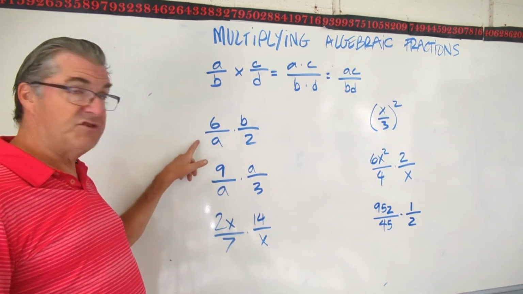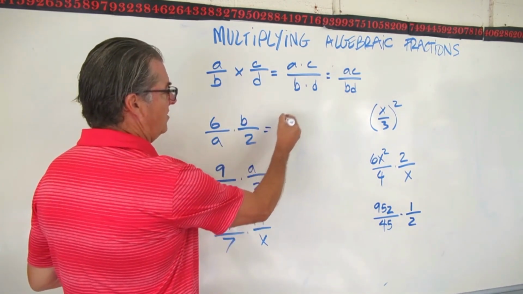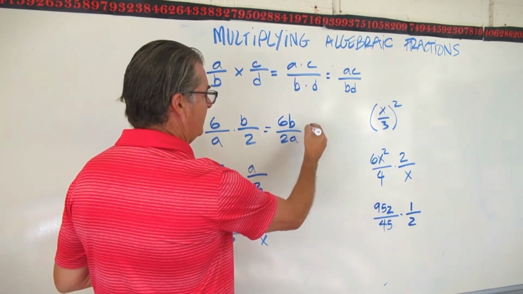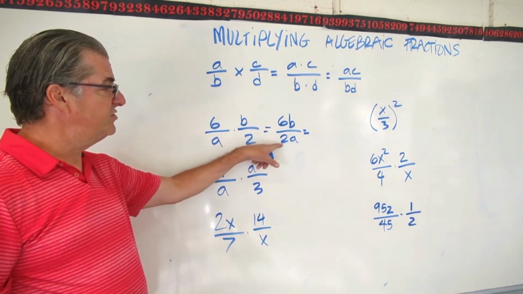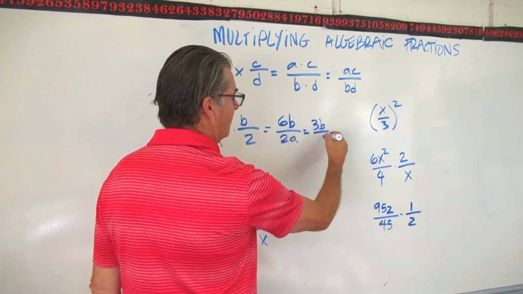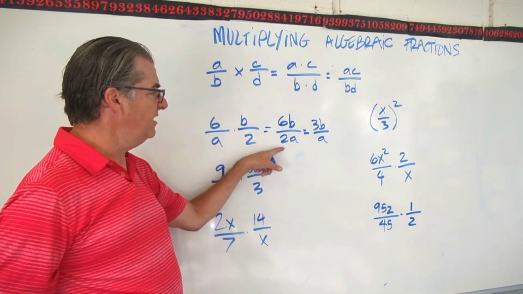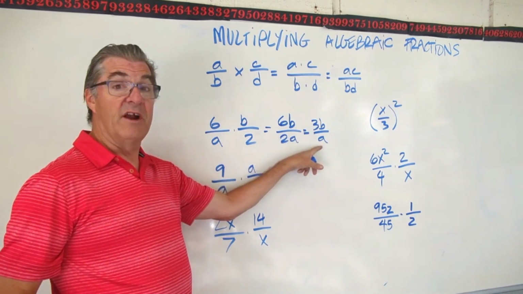Okay, here's the first one. I'm going to multiply straight across the top. So this is going to equal 6b over 2a. And that reduces down because 6 over 2 is just 3. So we have 3b over a. Because we reduce the 6 over 2 down to a 3, that leaves a 1 on the bottom, which we don't write. So this is 3b over a.